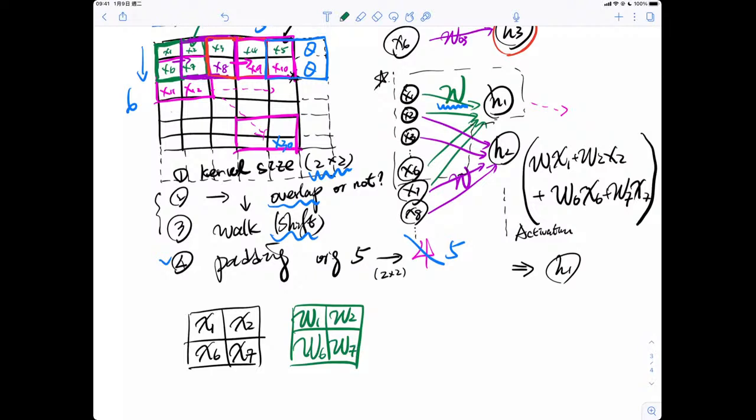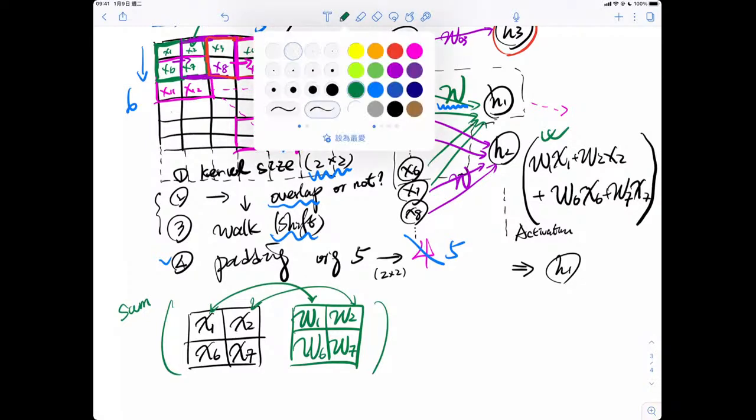Actually, the calculation is at the right-hand side. Basically, we multiply this one with this one, this one with this one. It's a very common calculation, and we sum them up. So let's take an example.